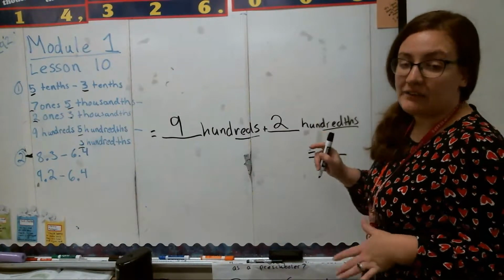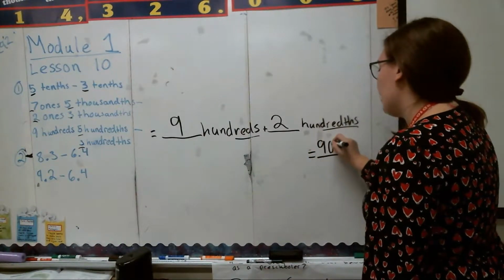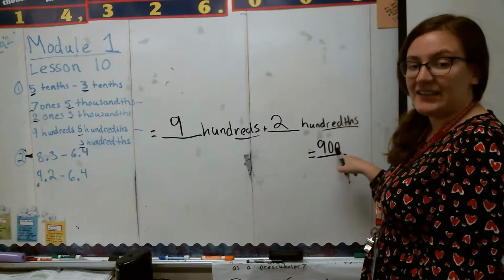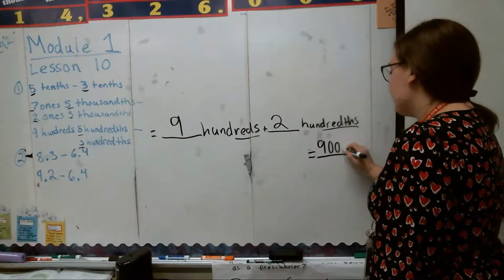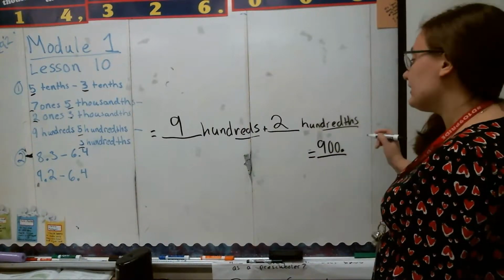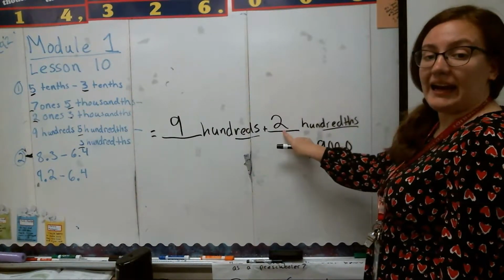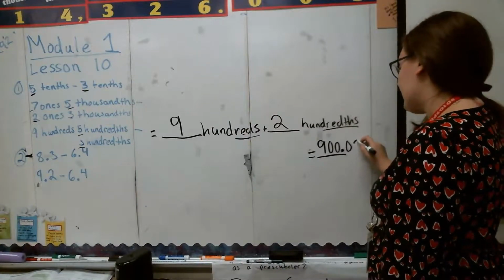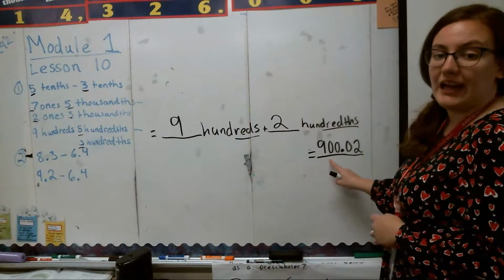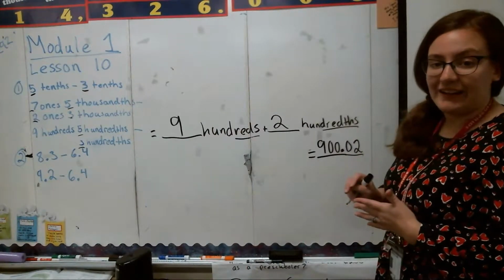And I need to now write this as a decimal. So I have 900, so I have 9 in my hundreds place. I don't have any tens. I don't have any ones. I need to put a decimal because I'm moving into my decimal place values. And I don't have any tenths. There's no tenths in here. But I do have 2 hundredths, so I'll write in my hundredths right there. And this leaves me with 900 and 2 hundredths. And that's the final answer to this problem.